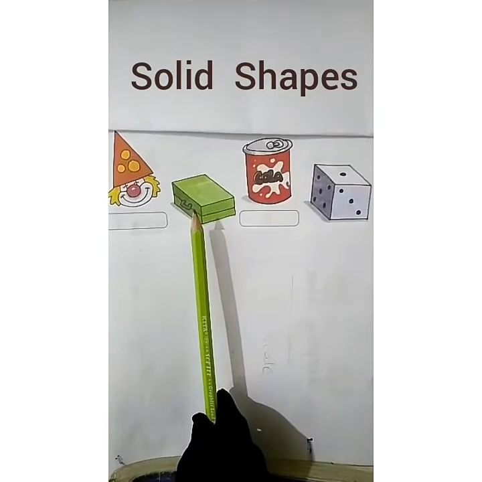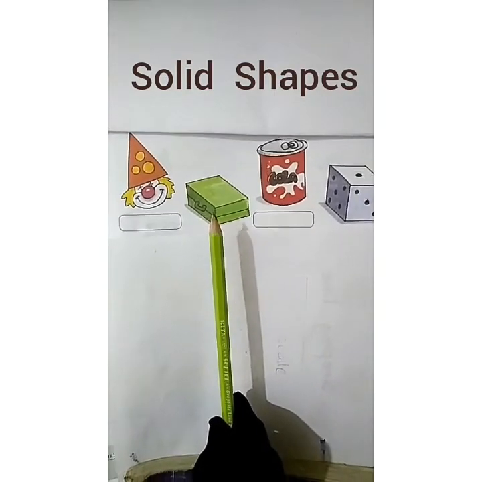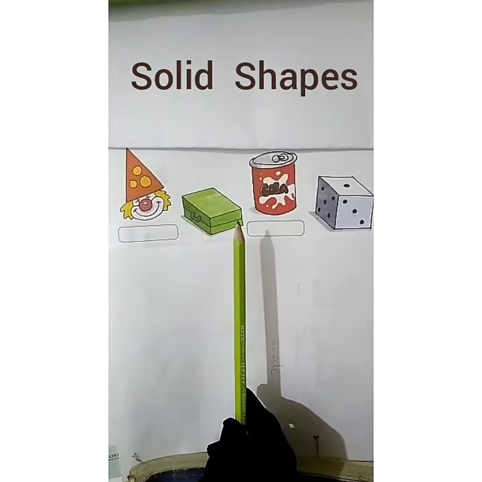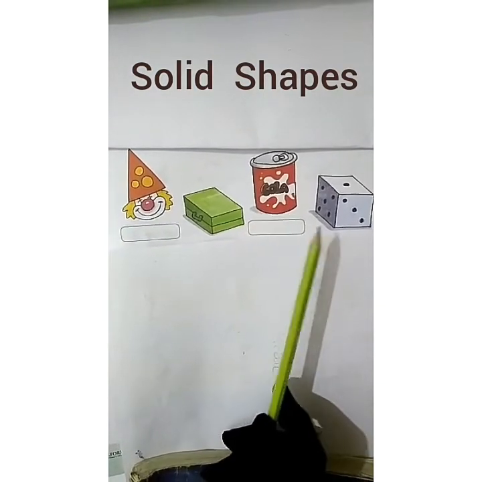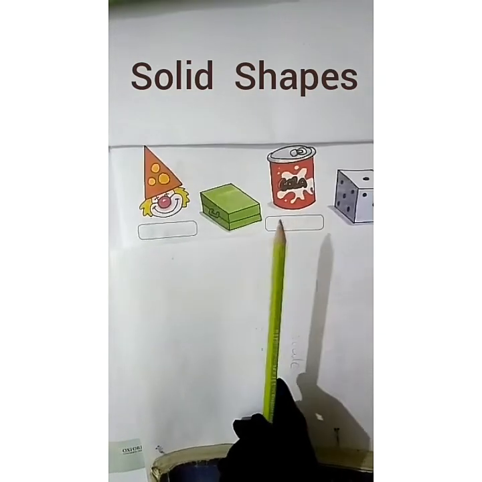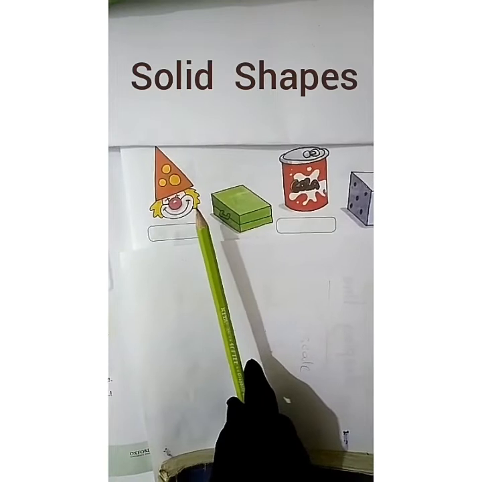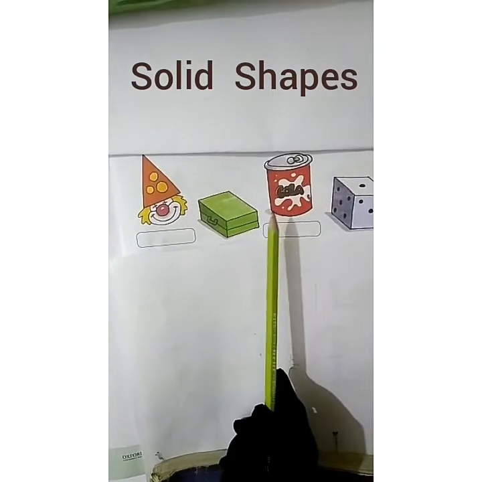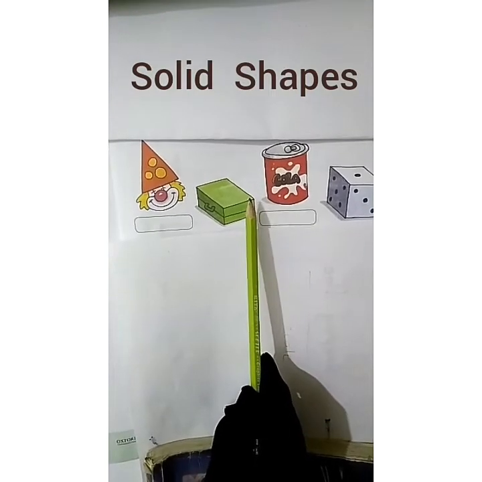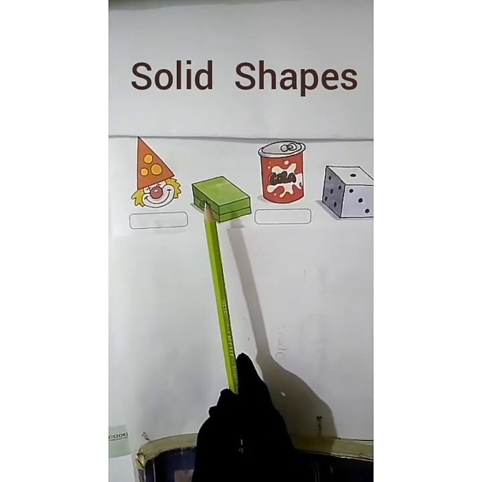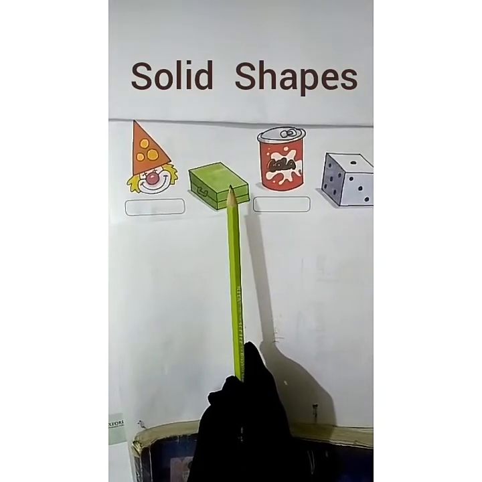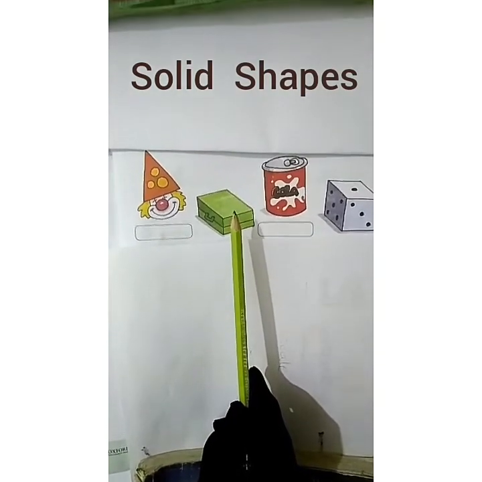We have another kind of shape which cannot be drawn on a sheet of paper. For example, dice, can, box and cap. These shapes are called solid shapes. Solid shapes have faces, edges and vertices.